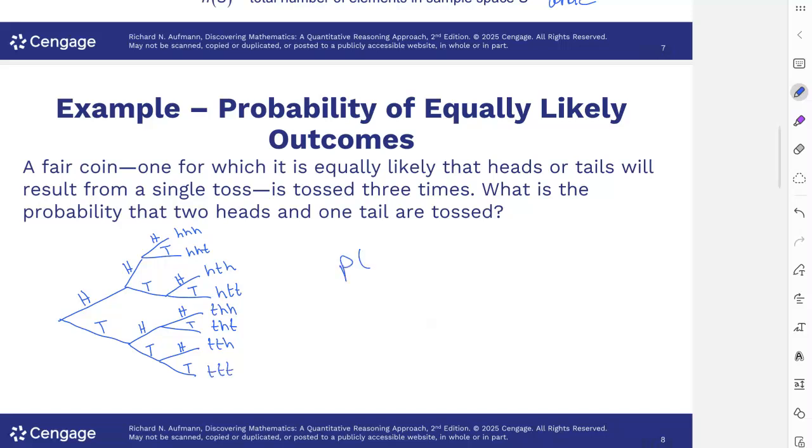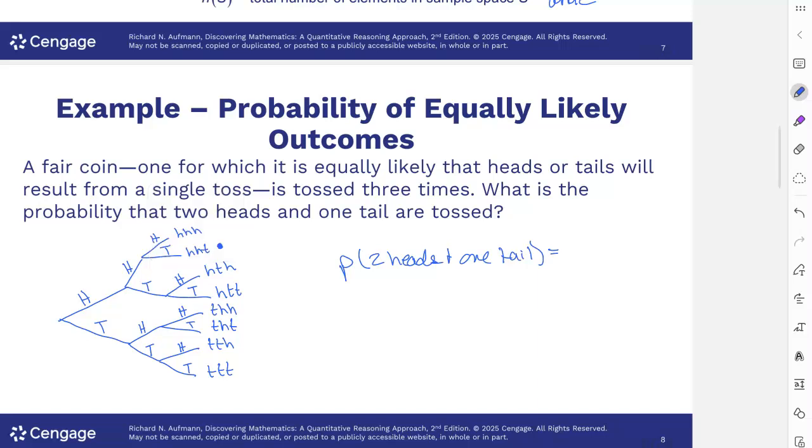So they're asking us the probability that we're going to have 2 heads and 1 tail. And it does not say it has to be in that order. So we've got to think about how many ways that could happen. So let's see, we need 2 heads and a tail. So it happens here. 2 heads and a tail happens here.